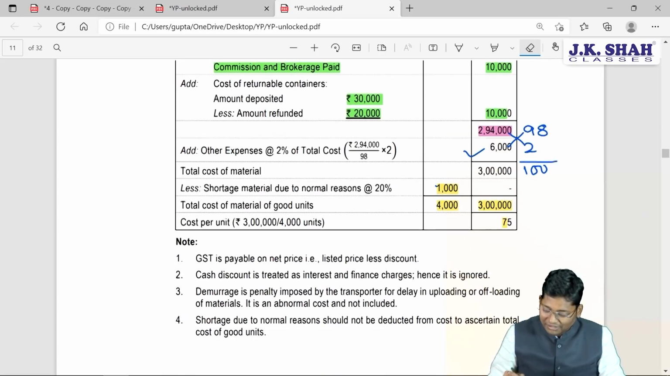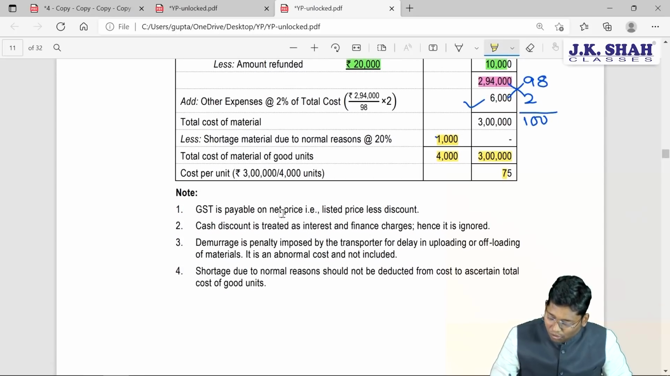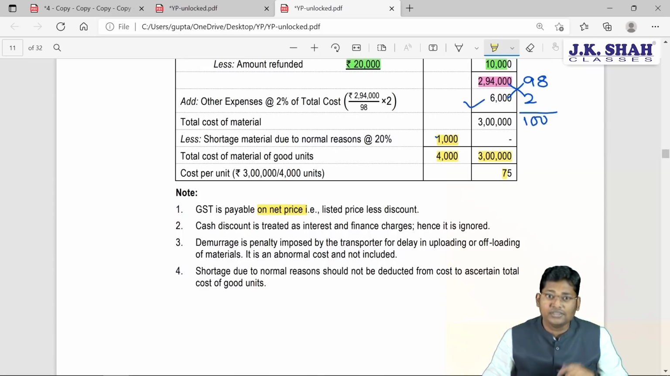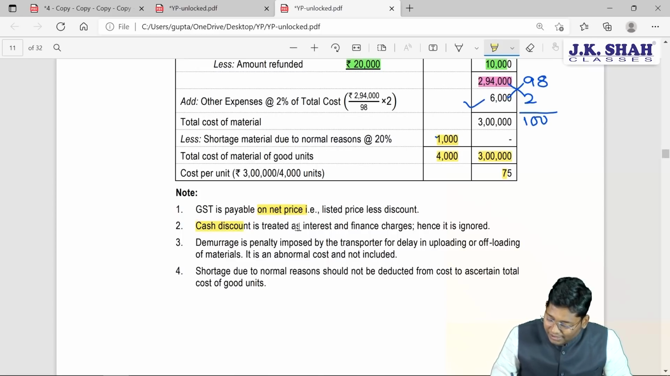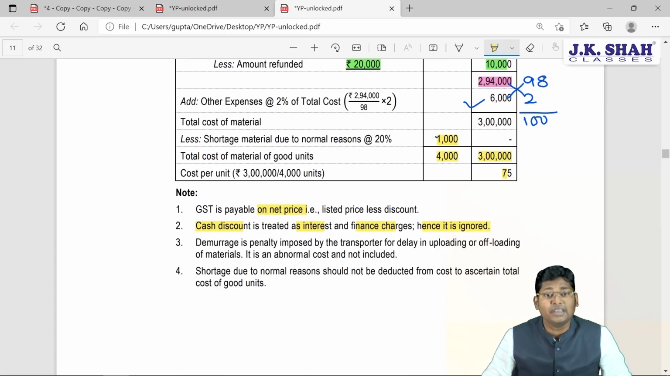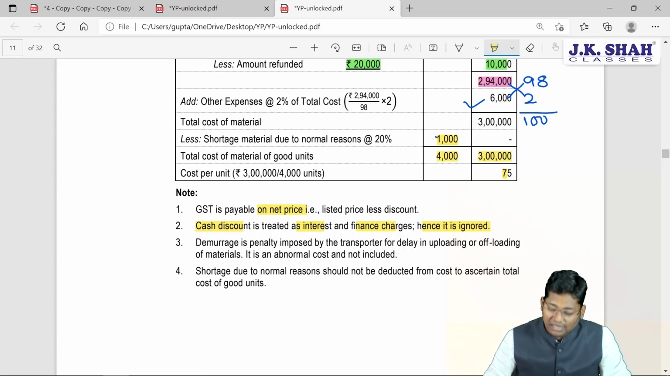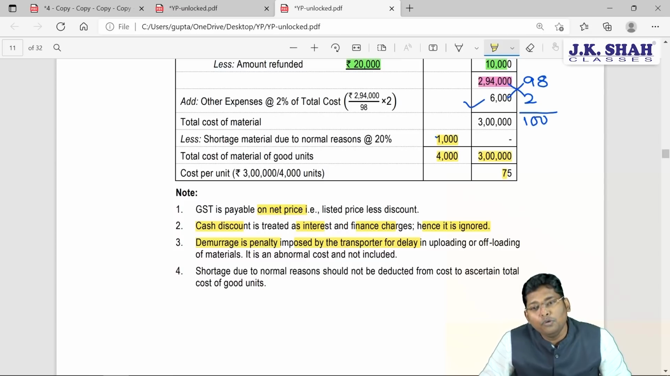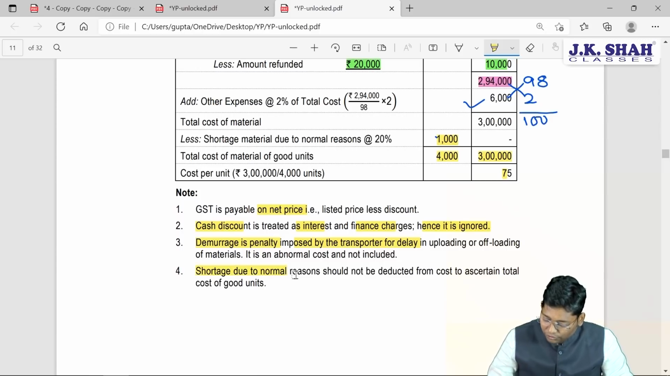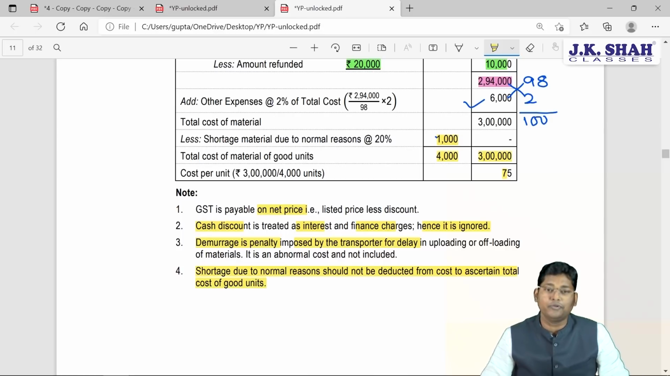So here some notes are given. Whenever you are calculating GST, GST should always be computed on the net price. We discussed already, cash discount is treated as interest and finance charges and hence it is ignored. Alternatively, it can be considered under selling overheads in your cost sheet. Demurrage is the penalty imposed by the transporter for delay in unloading the material, and that is why it is an abnormal item. It is not a recurring element. That's why it is also ignored from the calculation. And shortage due to normal reasons should not be deducted from the total cost of good units. Good units, whatever we have received, those units we have recorded.